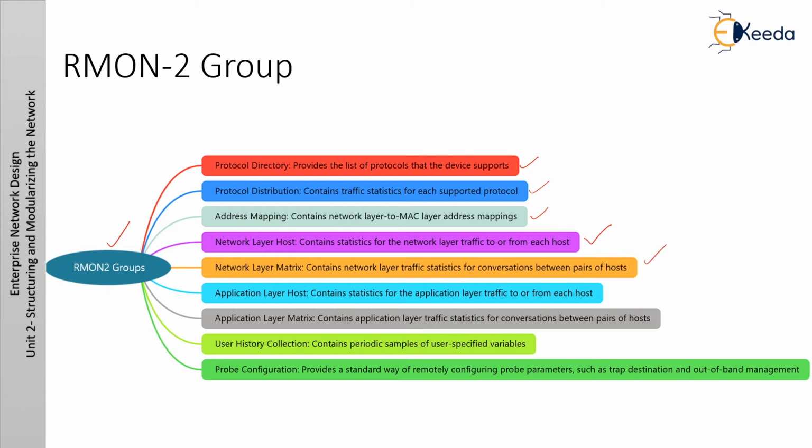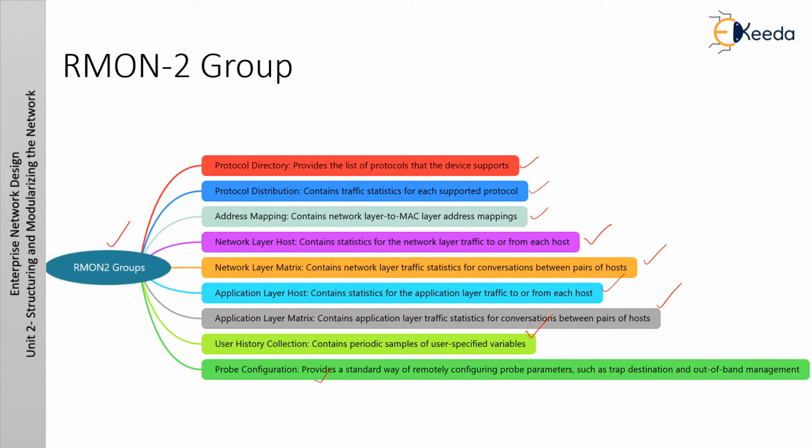Network layer matrix contains network layer traffic statistics for conversation between pairs of hosts. Application layer host contains statistics for the application layer traffic to or from each host. Application layer matrix contains application layer traffic statistics for conversation between pairs of hosts. User history collection contains periodic samples of user specified variables, and then probe configuration provides a standard way of remotely configuring probe parameters such as trap destination and out of band management.